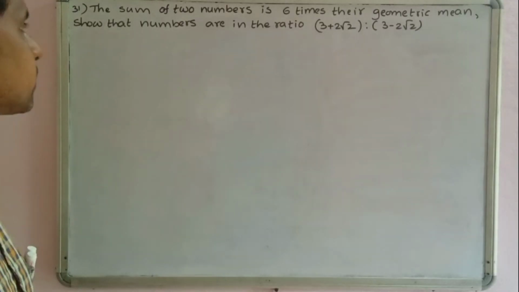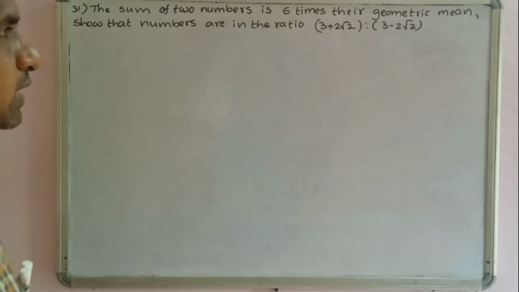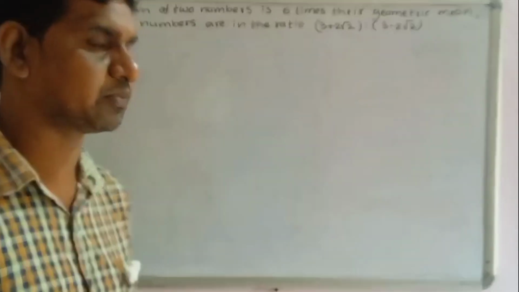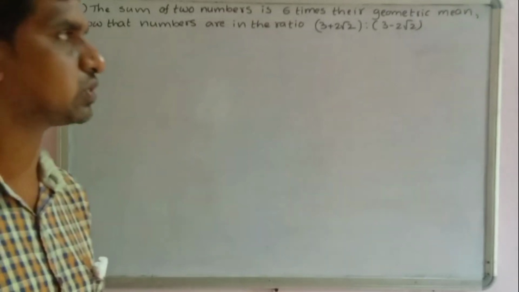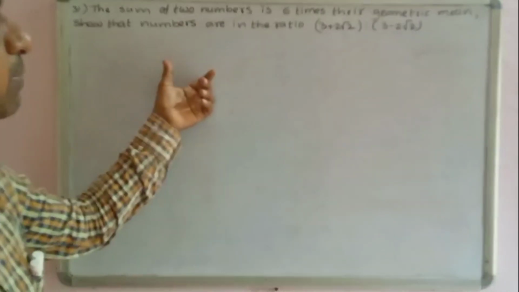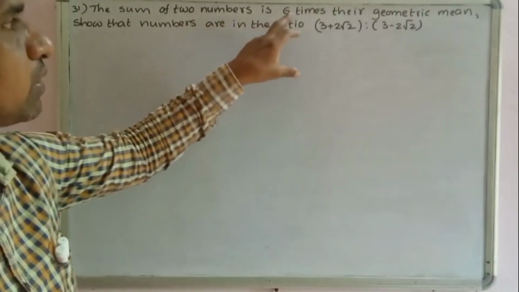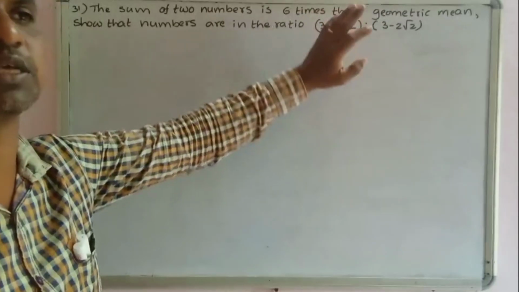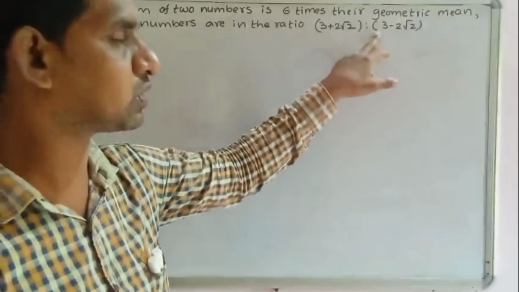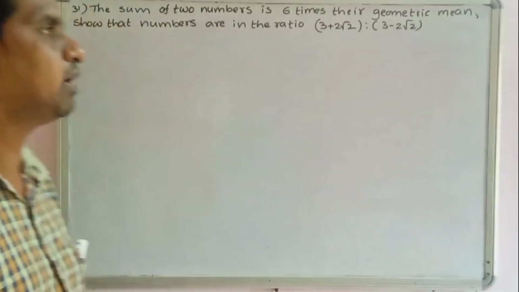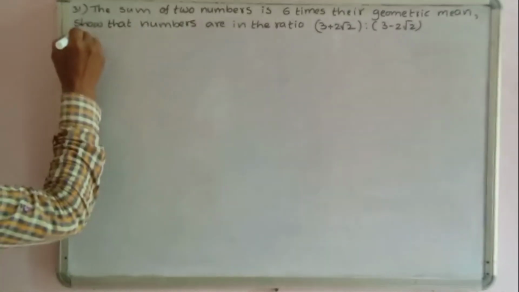Problem 31. The sum of two numbers is 6 times their geometric mean. Show that the numbers are in the ratio 3 plus 2 root 2 is to 3 minus 2 root 2. Okay, two numbers are given. The sum of those two numbers is 6 times the geometric mean. Then what is the ratio of the two numbers? We have to prove it is 3 plus 2 root 2 is to 3 minus 2 root 2. Okay, see the solution.